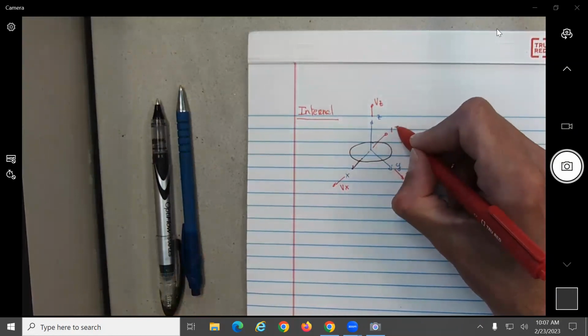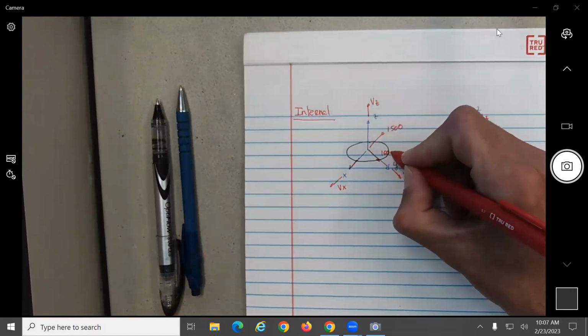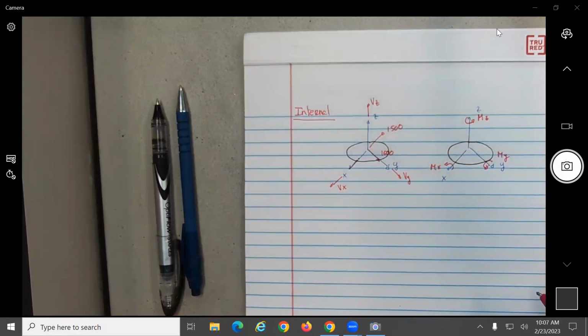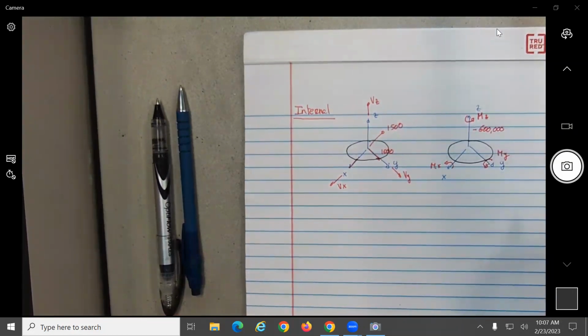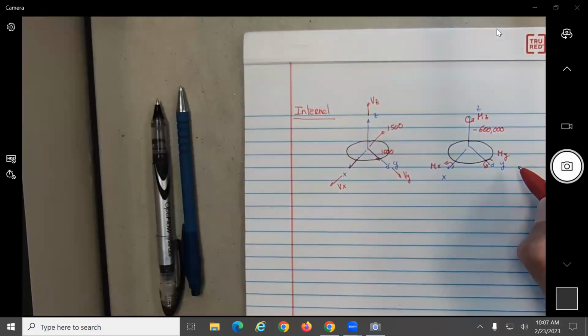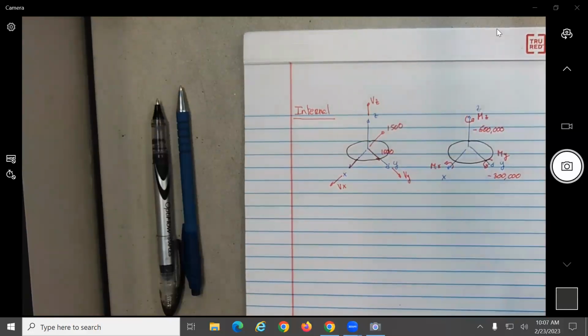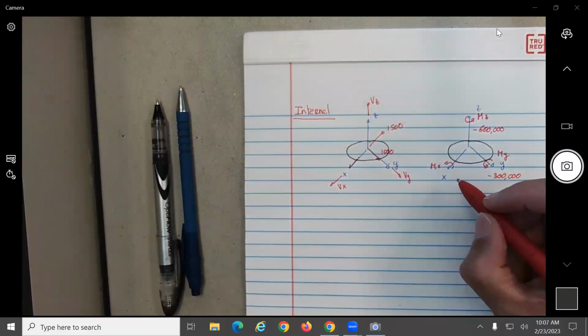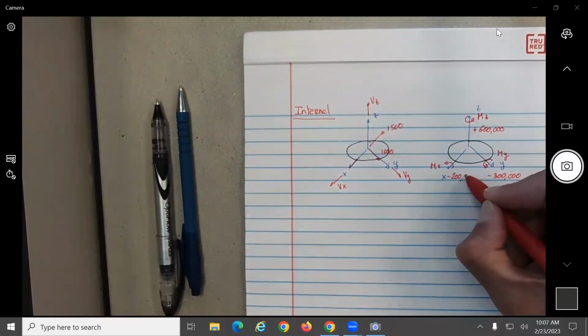This will be the 1500. Here we'll have the 1000. Here we're gonna have the negative 600,000. I'm just copying that from the same figure. Here we're gonna have the negative 300,000, and this will be, I think, no, that one was positive, so 600. The 600 is positive, correct, and this one is negative 200,000.